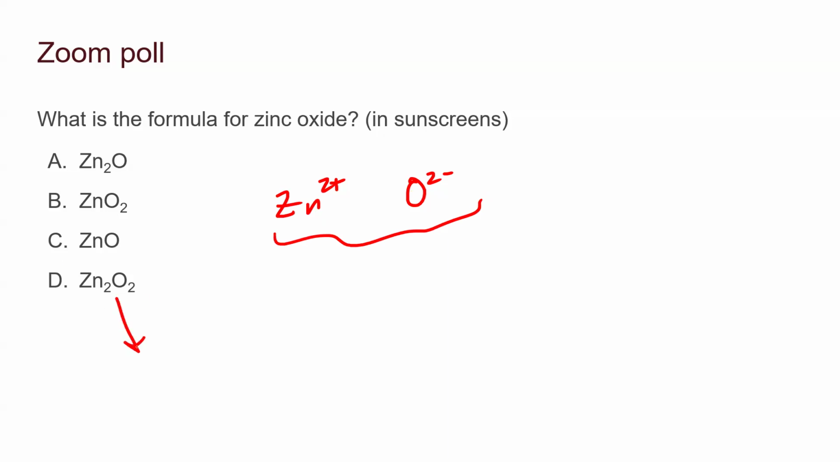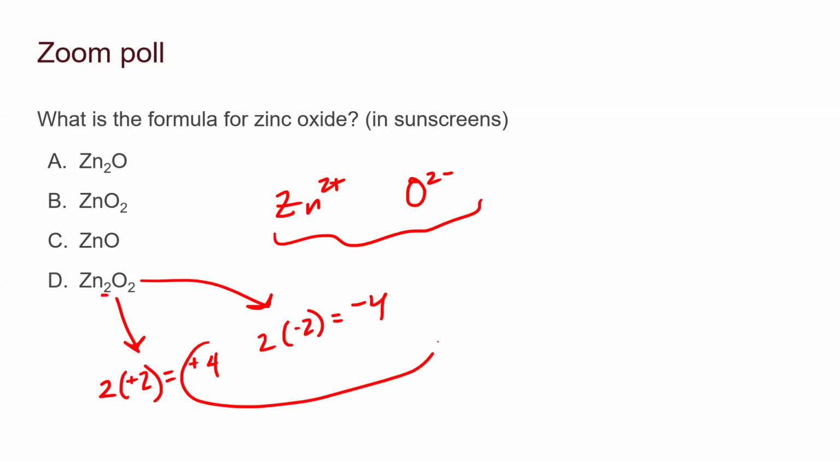Let's talk about this right here. Zn2O2. If we had 2 plus 2's, that would be +4. Because anytime you have a subscript like this, number 2, that indicates that you have 2 of those. So you can multiply those charges. 2 times +2 gives us +4. Now over here, 2 times -2 gives us -4. Okay, so +4 and -4, those two come together to give us 0. Okay, that's good because that gives us a neutral compound.